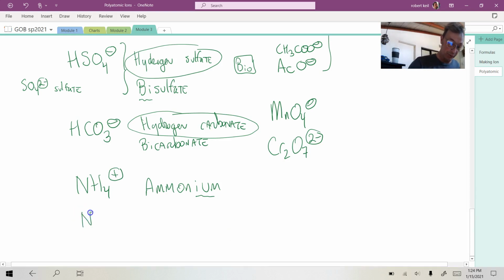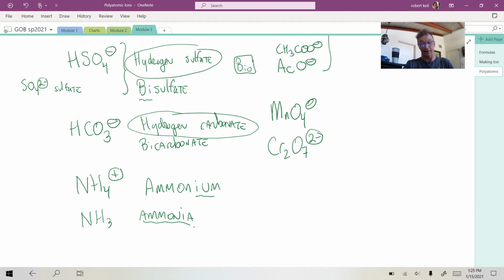By the way, NH3 is ammonia, and that's the name of the free gas. So ammonia is a gas at room temperature, and ammonium is the compound. That's a very common compound, by the way, really common in biology.